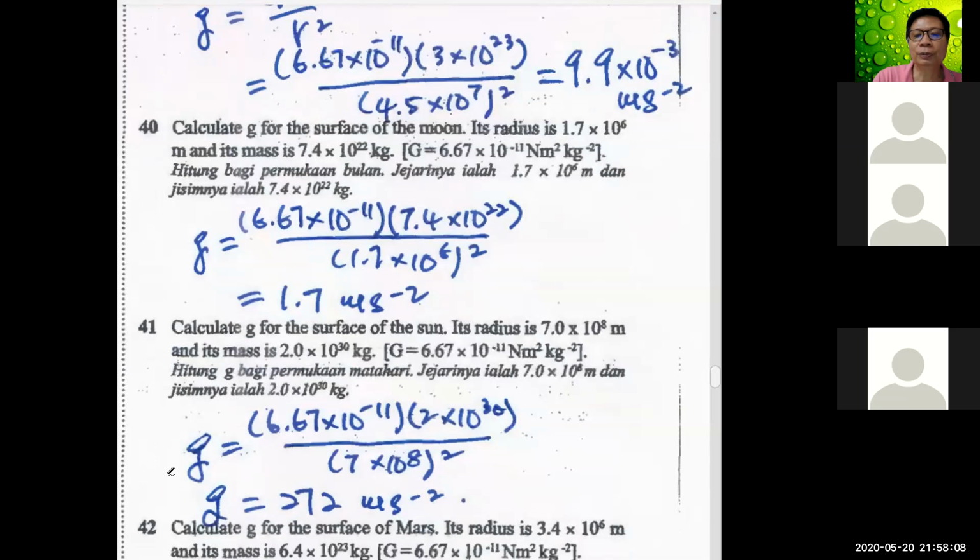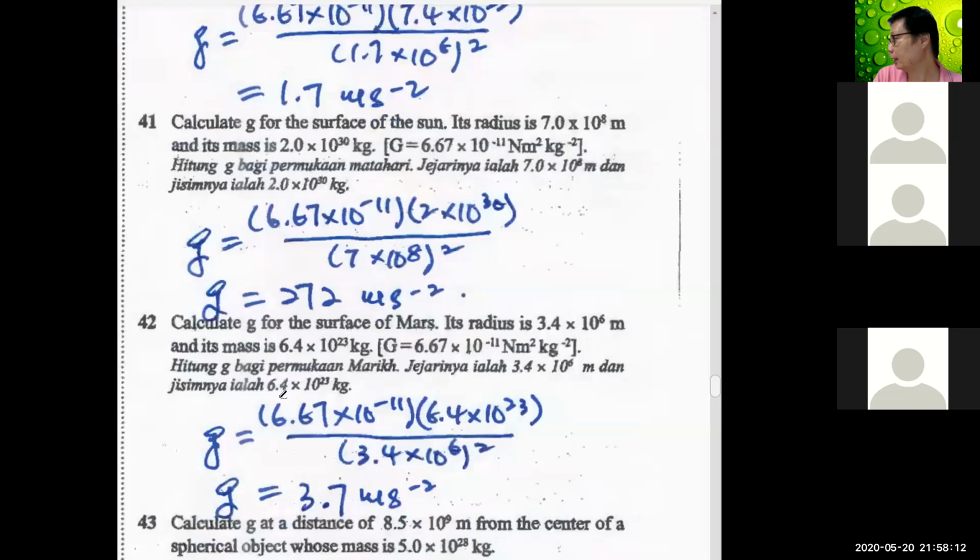Okay, 42. Same. Same thing. Calculate the gravitational acceleration at the surface of Mars.